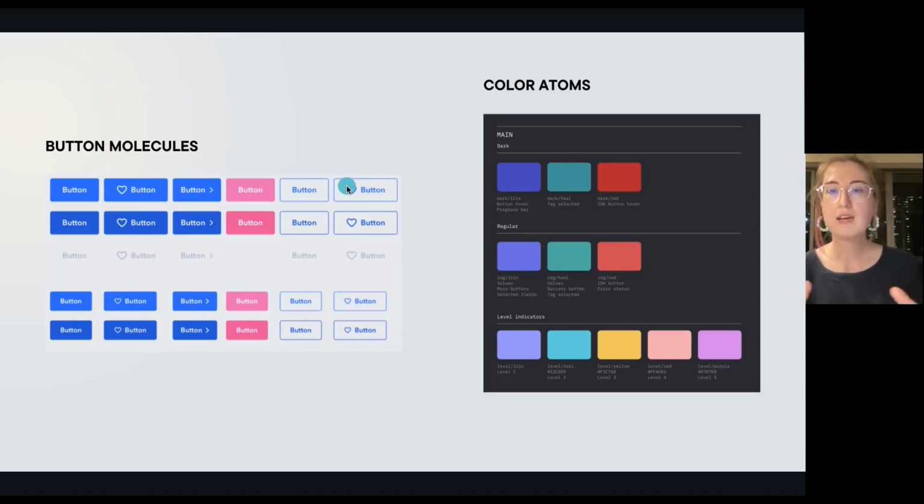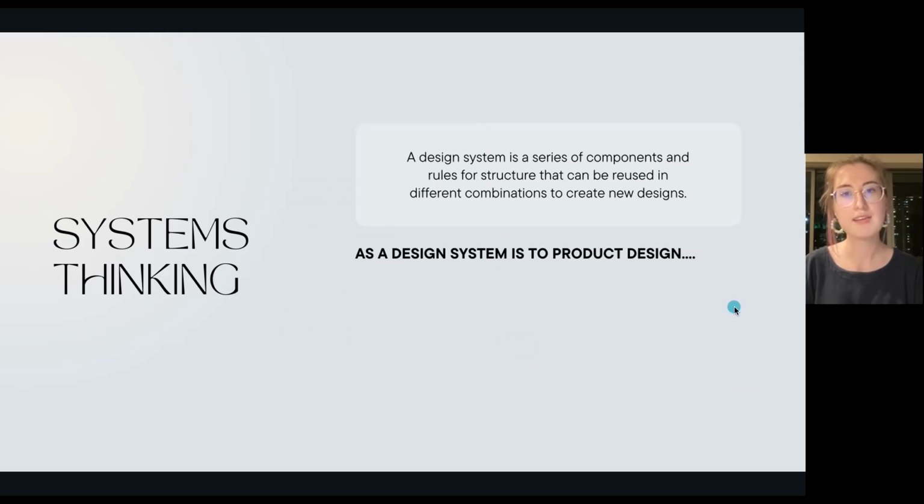And if I create all of my components together in a single library or a design system, it makes building products in the future a lot faster. Instead of having to recreate something from scratch, I have everything I need, kind of like little Lego blocks that live together that I can pull from when I'm creating new designs. So that is systems thinking in design, right? So a design system, we now know, is a series of components, its rules, its structure that can be reused to create new designs. So I like to apply this to my language learning.